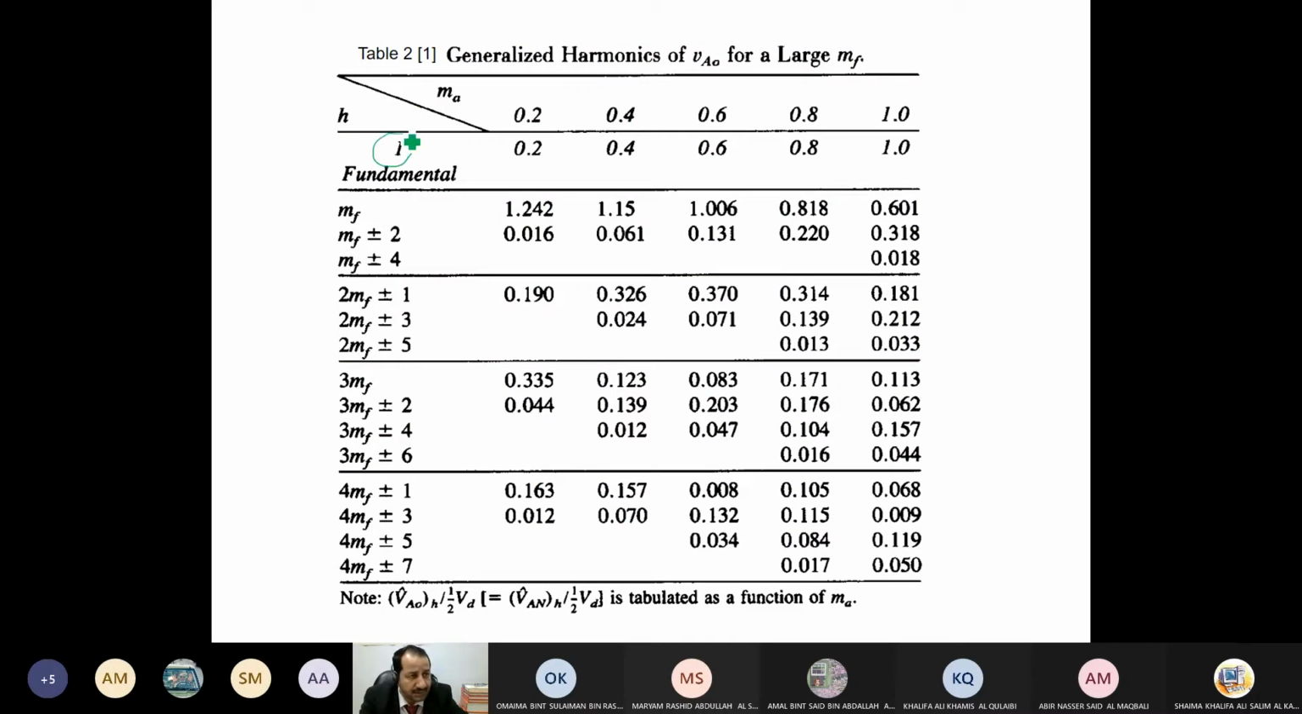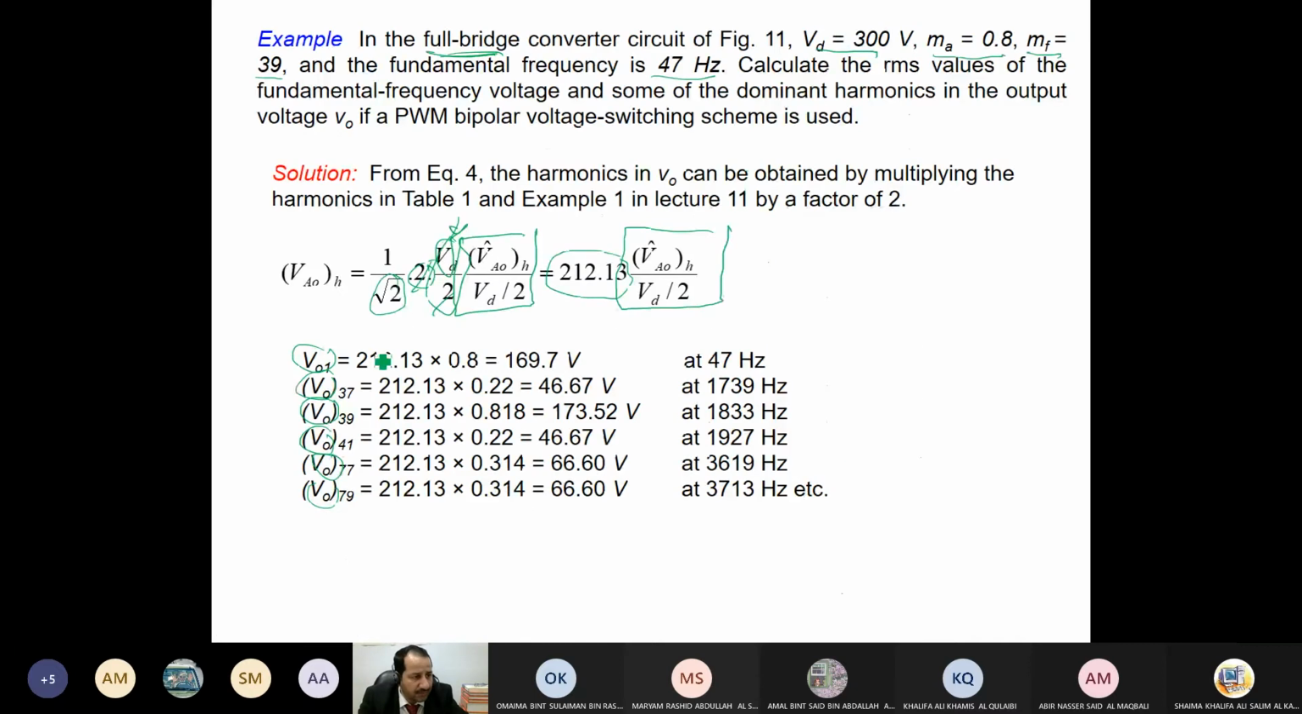Now, this is the fundamental, right? How much is my amplitude modulation ma? It is 0.8. So I'm talking about this column only, okay? If it is the fundamental, I will multiply by 0.8. If mf is 39, then I multiply by 0.818. Let me check. For the fundamental, you see I multiply by 0.8. For mf of 39, I multiply by 0.818, and so on.